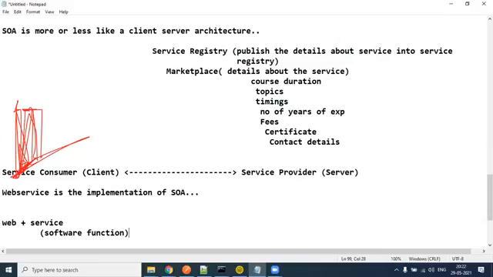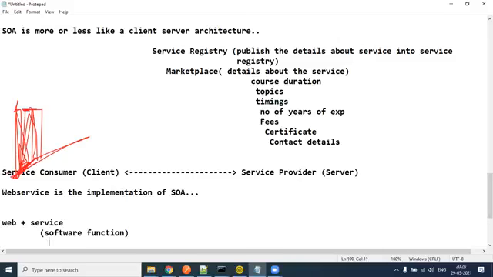Whether you learned it or not, that's a different ball game altogether. But C language must have been there as part of your curriculum, right? And in C language, there has been a concept called function, right? So what I'm saying is service is like a software function. You think of it like a function, nothing more than that. What is service? It is like a function.